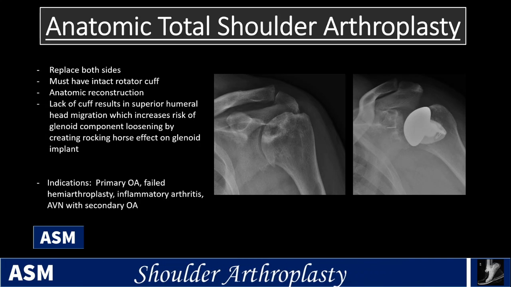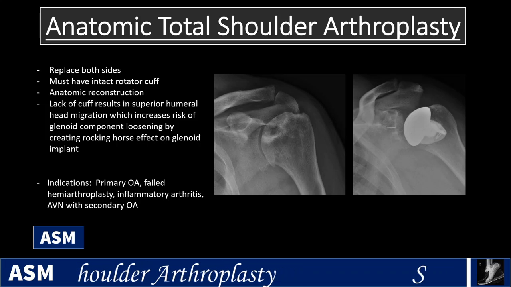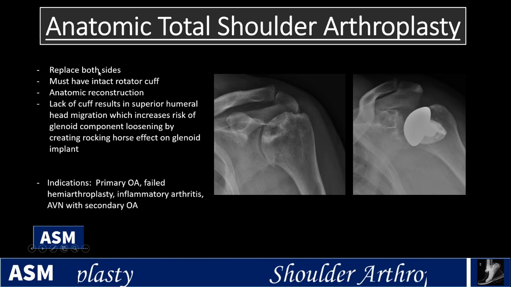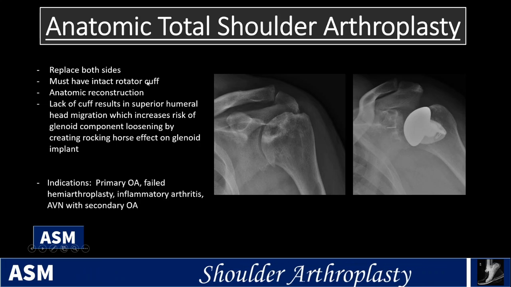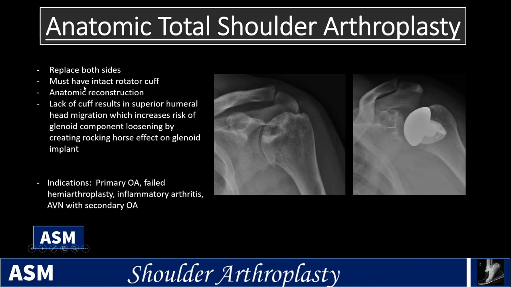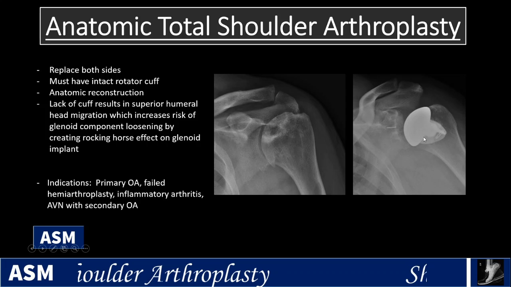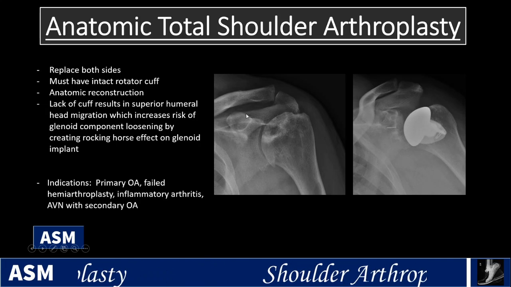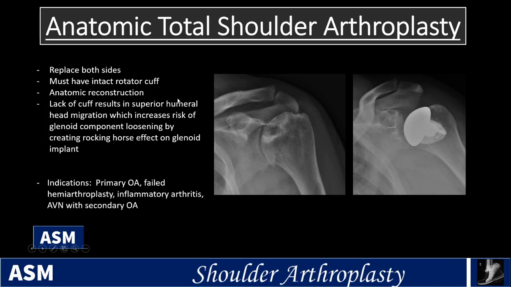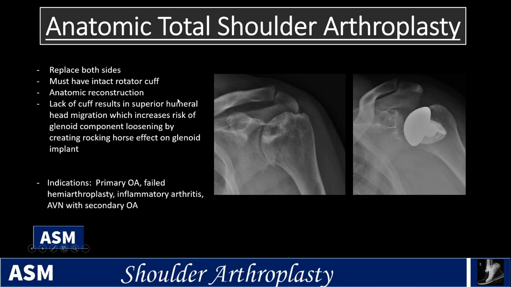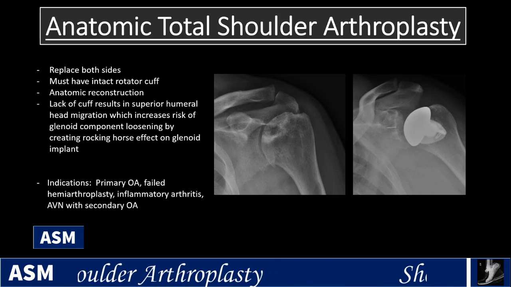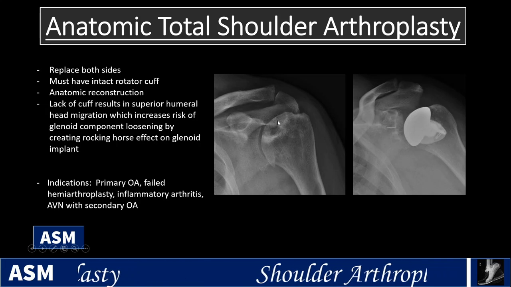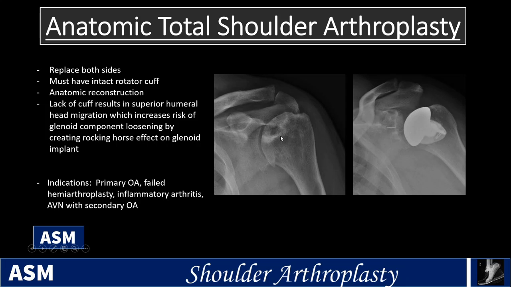So next is an anatomic total shoulder arthroplasty. This is going to be replacing of both sides. You must have an intact rotator cuff to have this type of implant. And it's an anatomic reconstruction, meaning that the ball remains the humeral side and the socket remains the glenoid side. A lack of an intact rotator cuff will result in superior humeral head migration, which is going to increase risk of glenoid component loosening by creating a rocking horse effect on the glenoid component. So it's going to sort of rock it and ultimately loosen it.